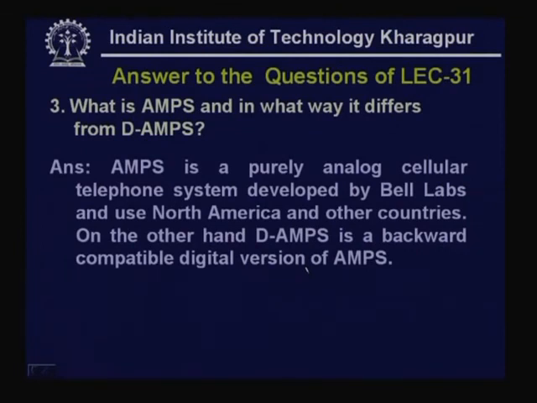Third question was, what is AMPS and in what way does it differ from DAMPS? AMPS is the advanced mobile phone system, a purely analog cellular telephone system developed by Bell Labs, and primarily it was used in North America and some other countries. On the other hand, DAMPS is a backward compatible digital version of AMPS. We have discussed DAMPS in the last lecture in detail.